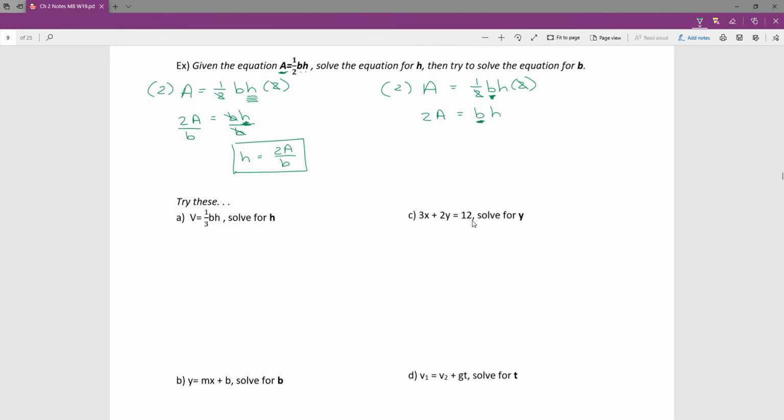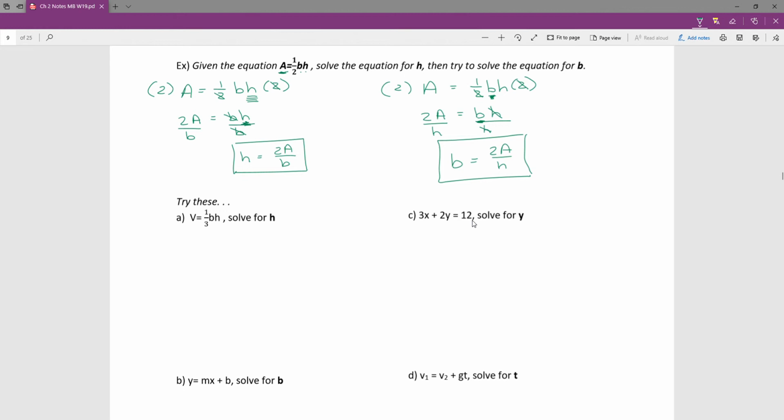Well, what's going on between the b and the h is multiplication. If I divide this side by h, that's going to get rid of the h. So that means I need to divide this side by h. And again, I've solved this so that the b is on the right-hand side, but I could rewrite it so that b equals 2a over h. And I've rewritten this formula solving for the variable that I was being asked for.